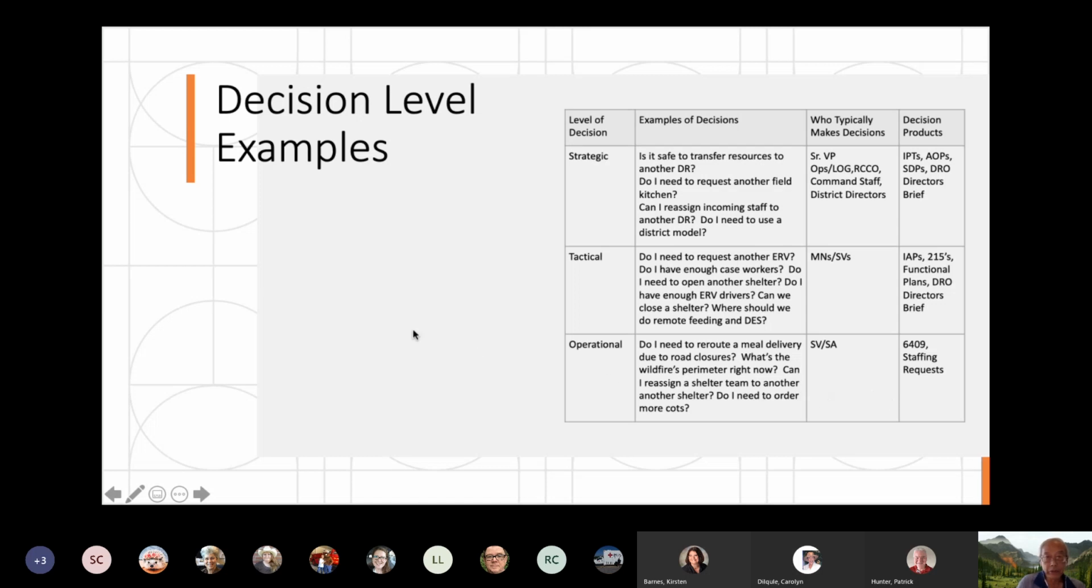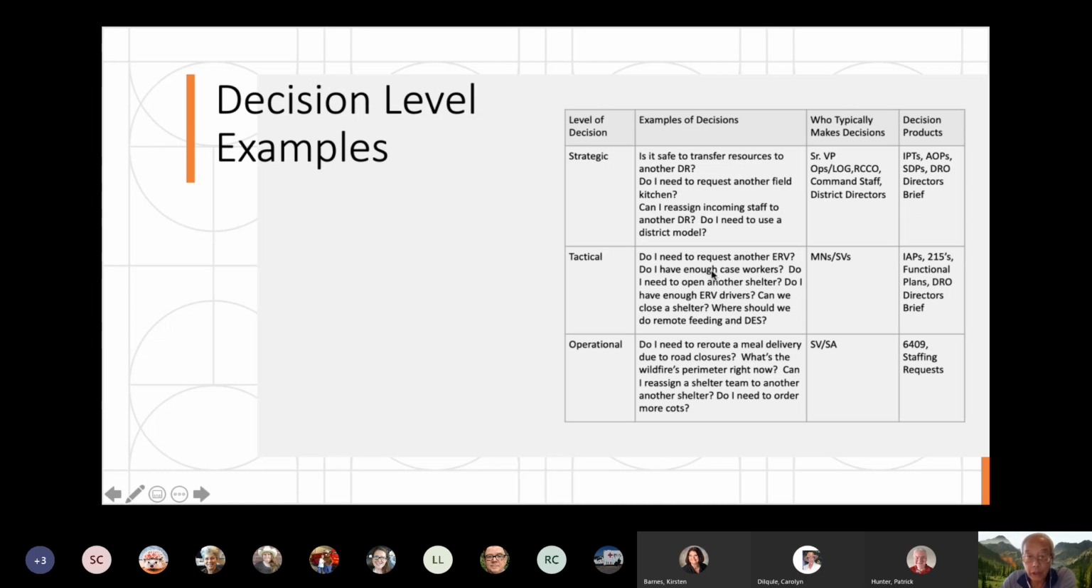Well, exactly. I'm going to give you some examples here before we go into that. So, ready to discuss some of the level of strategic thinking. Is it safe to move resources? Do I need to order another field kitchen? Who typically does that? Is that the senior VP, RCCO, the command staff, district directors? Their decision products are over here. These are the service delivery plans, the director's brief that we'll be actually talking about today.